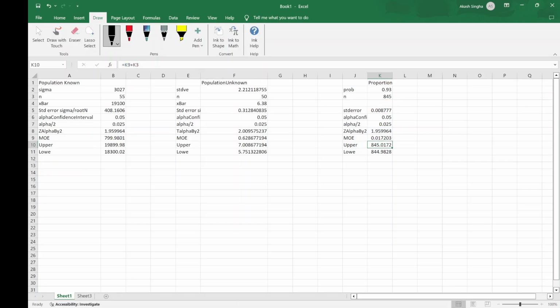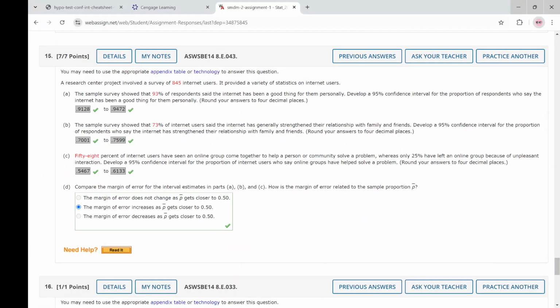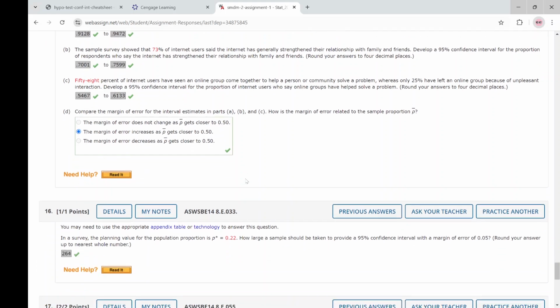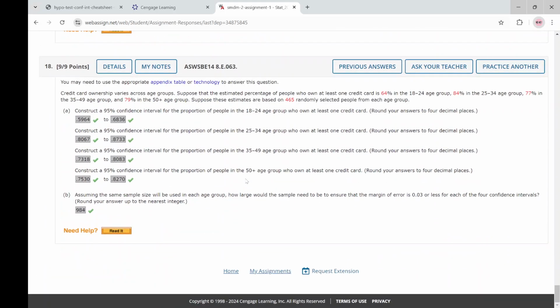K5, and upper will be K9 plus K2, and here it will be K2. So 0.94, 0.912. So yeah, this one. The same you can use everywhere. This is done.